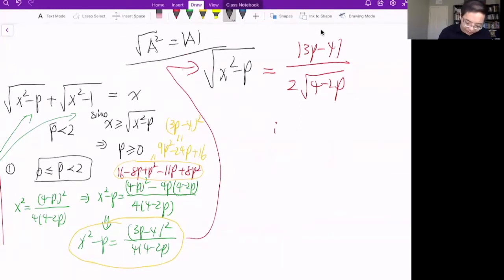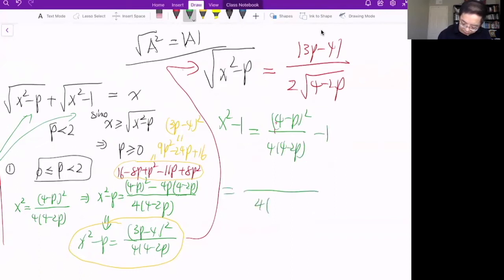Then let's calculate this one. So let's calculate x squared minus 1. So that's what we have. So we just repeat the calculation. So 4 minus p squared, 4 times 4 minus 2p minus 1. So that's 4 minus 2p, 16 minus 8p plus p squared minus 16 plus 8p, right? Okay. This one is more convenient because we just cancel with each other. All right, so I get this is p squared divided by 4 times 4 minus 2p.